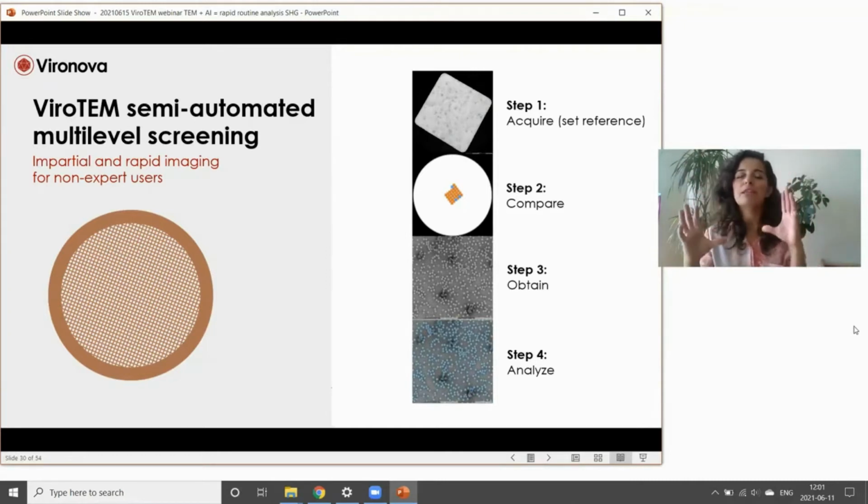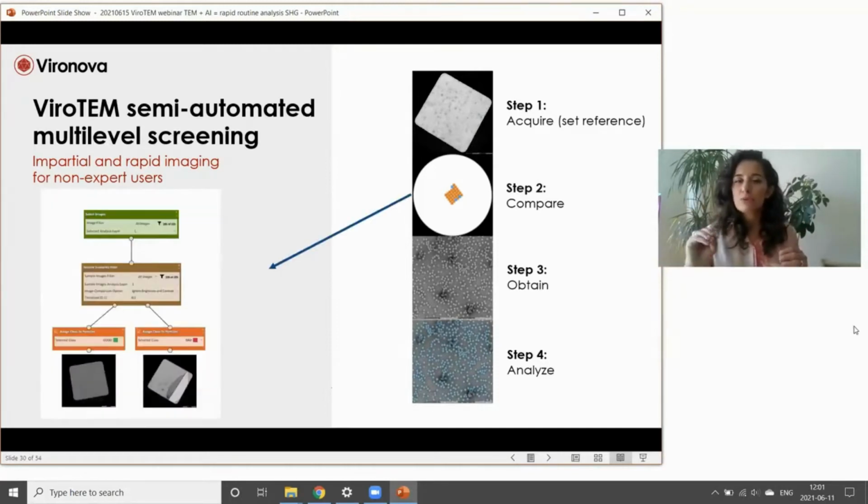1, we give it an image of a well-stained grid square, and we use that as a reference. Once we have that reference, we can let the system do the hard work itself. We can do something else. So it will go around, it will compare different grid squares and match them against the reference. It will sort them into good grid squares and bad grid squares. And in step 3, it will go back to only the areas that have been deemed to be good grid squares, and it will do the high magnification imaging only in those areas, giving you your step 4, your beautifully analyzed data in the right areas.